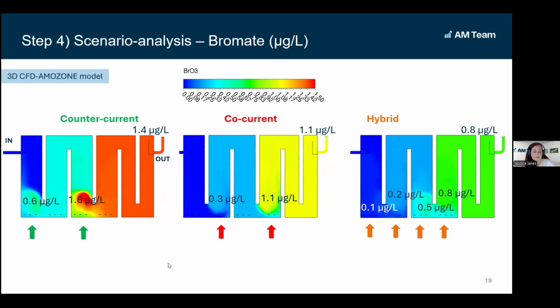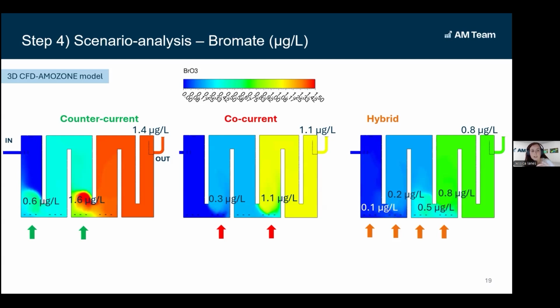That results in the end in 1.4 microgram per liter of bromate, which is lower with respect to the initial configuration of the reactor, much lower. It was initially around 3 microgram per liter. And this is thanks to the additional diffusers we have put in place and the different design used.